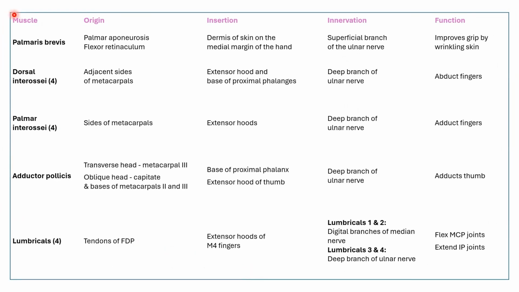Okay, now we expand each muscle. First one is palmaris brevis. It originates from the palmar aponeurosis of the flexor retinaculum and inserts to the dermis of the skin on the medial margin of the hand. Innervated by the superficial branch of the ulnar nerve. Function is to improve grip by wrinkling the skin.